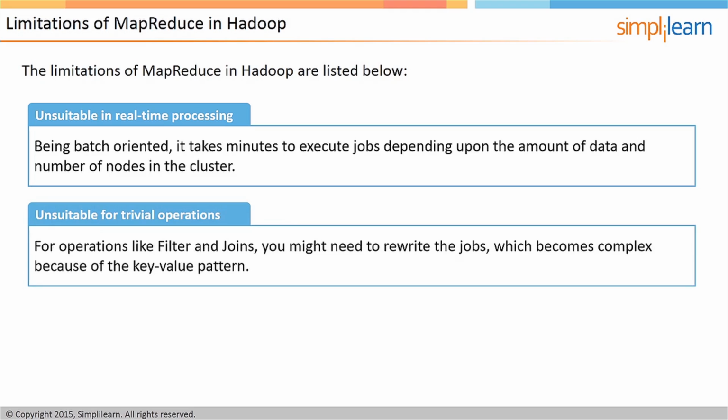To write such operations, you might need to rewrite the jobs using the MapReduce framework, which becomes complex because of the key value pattern. This pattern is required to be followed in reducer and mapper codes.